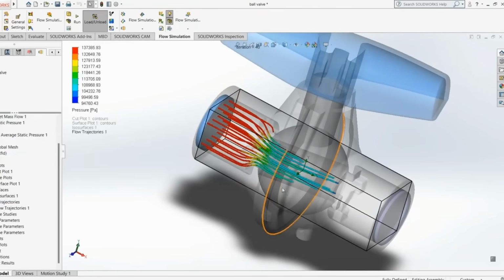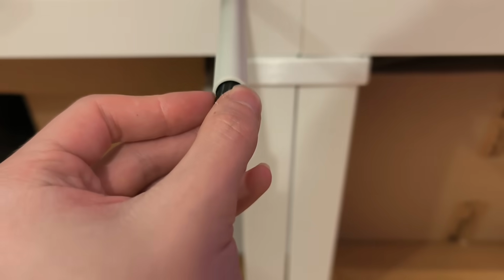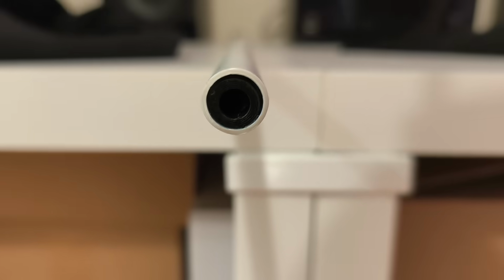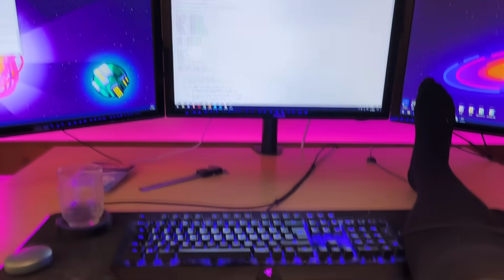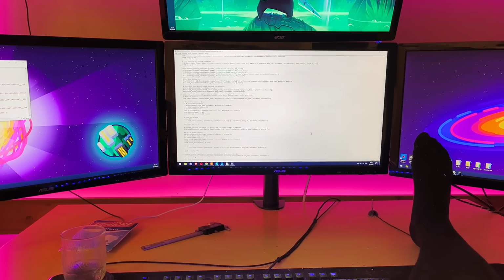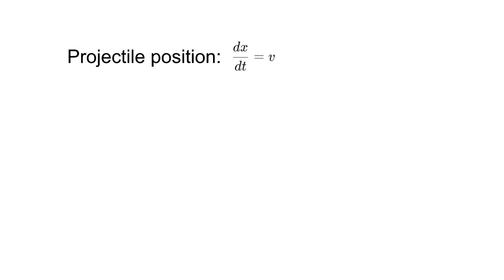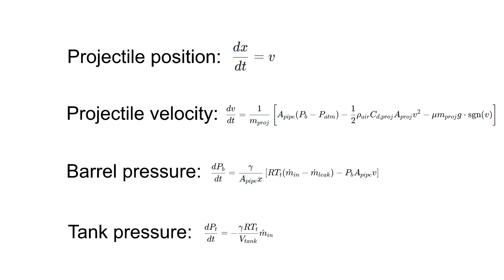You could model every swirl of air using CFD, but that detail wouldn't actually improve the design, because the biggest uncertainties are how fast I open the valve, how much friction there is, and how much air leaks around the projectile. So I made this adiabatic model of the system and made a Python solver for it. At every moment, the simulation tracks 4 things: projectile position, projectile speed, barrel pressure, and tank pressure. That's enough to describe the physics that actually matter for this system.